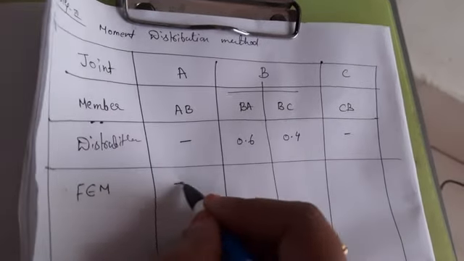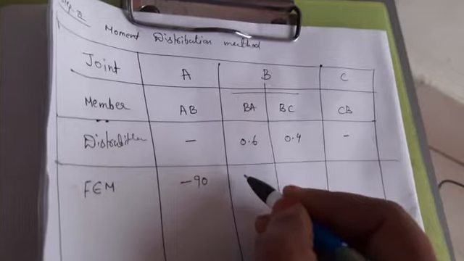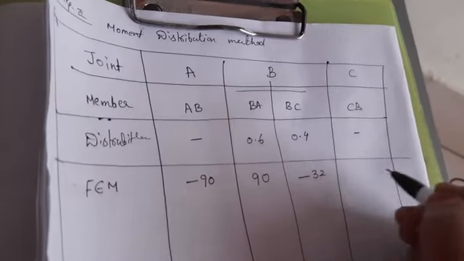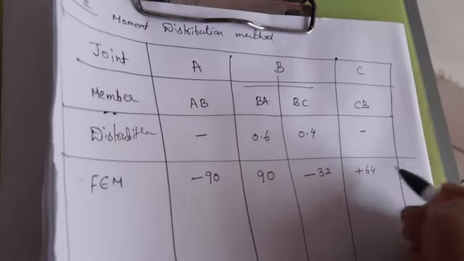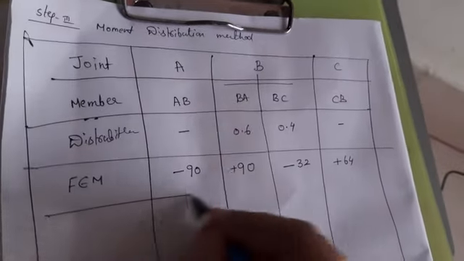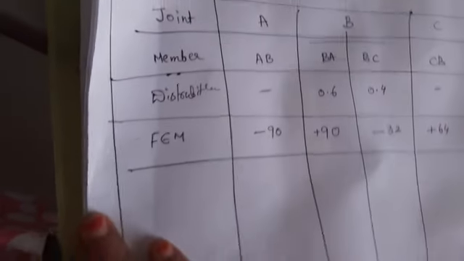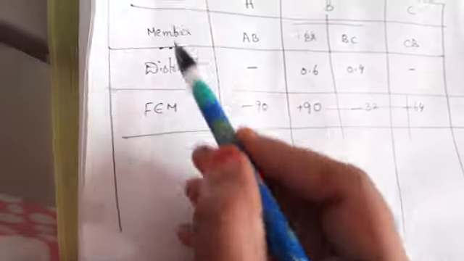Fixed end moments: first AB value is minus 90. Second one is plus 90. The third one is minus 32. And the fourth one is plus 64. These are all the values we got in step 1, due to the applied moments. Okay, these are the totals we observe here.